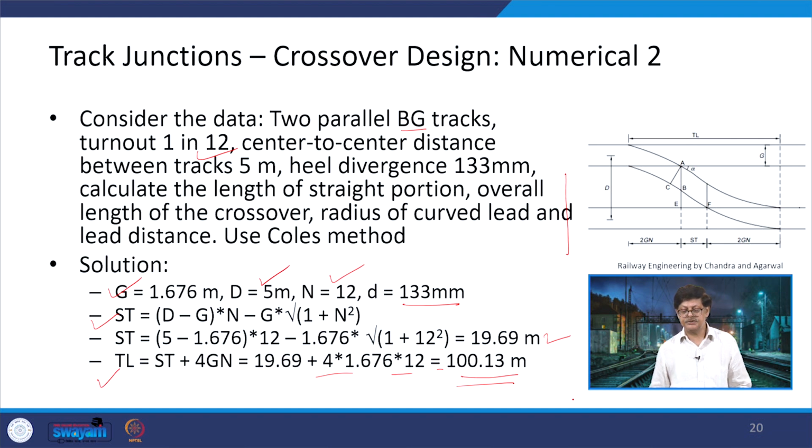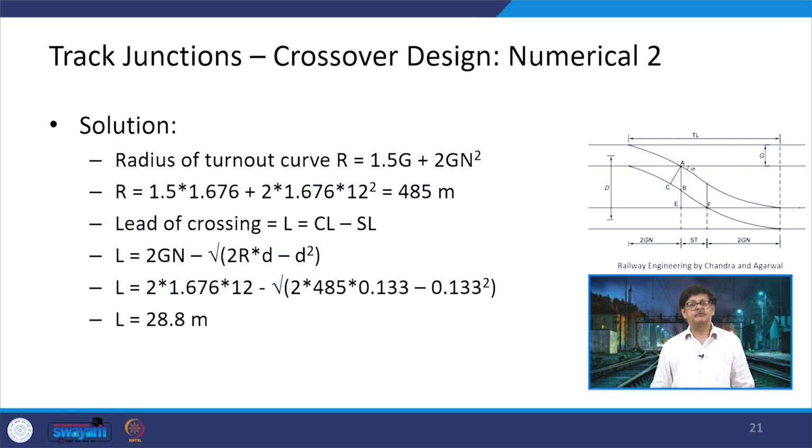So, ST and STL have been calculated here. What we have to calculate is the radius of the curve lead and the lead distance also. So, radius of the turnout curve is given by 1.5 G plus 2 GN square. G and N are known to us. So, what we get is 485 meters.